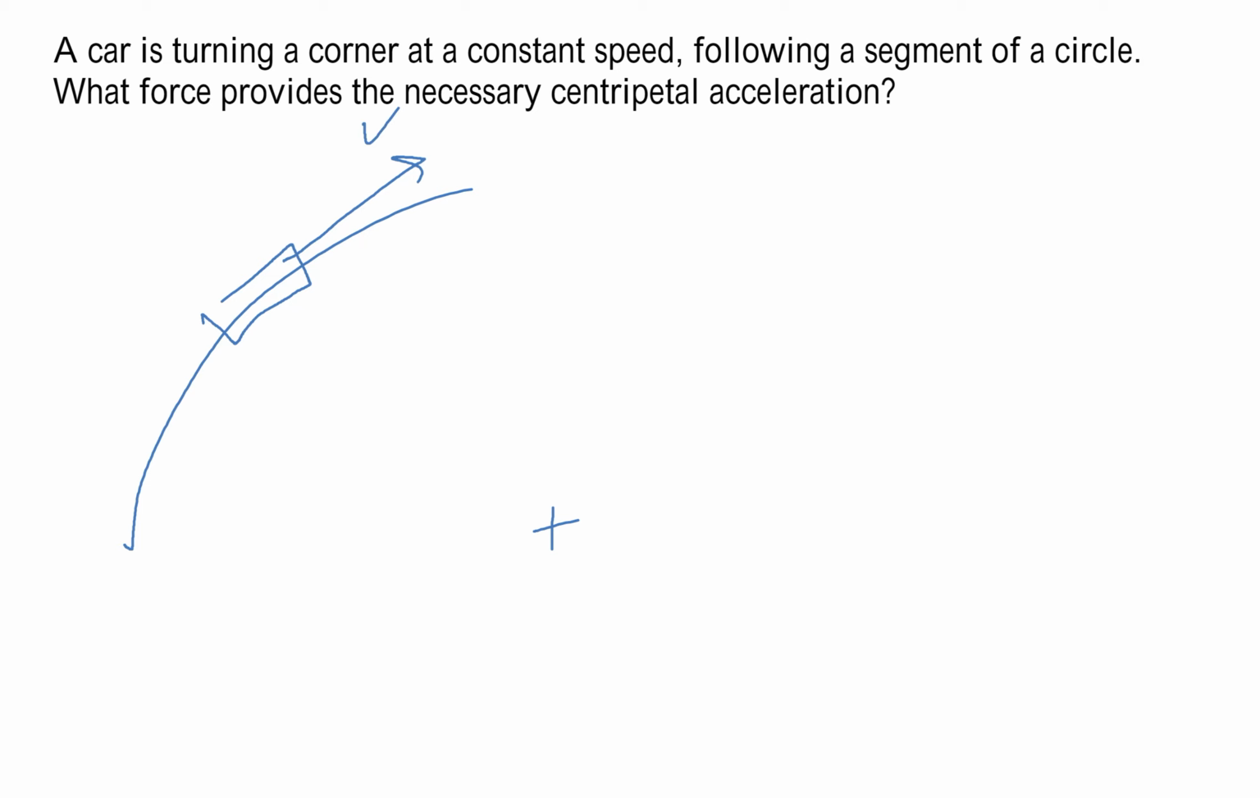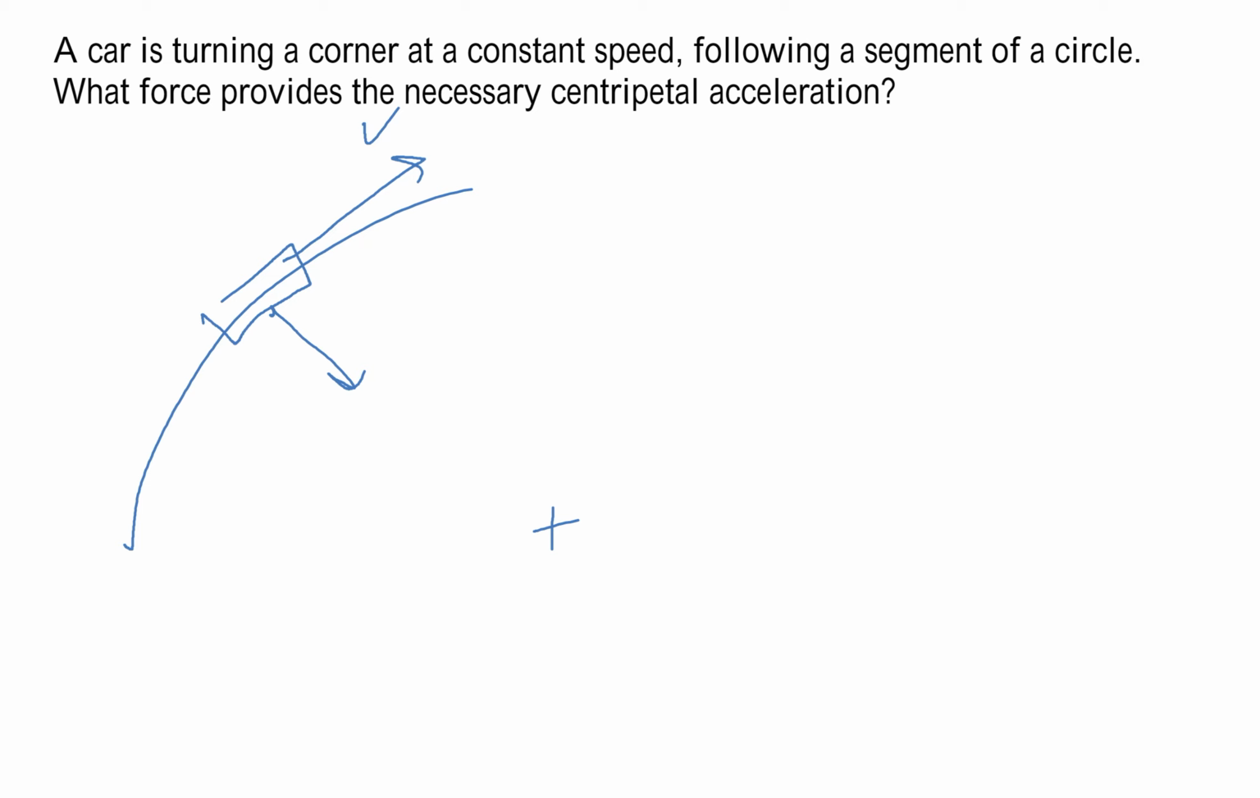Now, what force provides the necessary centripetal acceleration? So the centripetal acceleration would be pointed in, right? Now, there's going to be a force there that provides that centripetal acceleration. The question is, what force is that? It can't be a tension force because it's not connected to anything, right? The car is just driving around the curve. So what force is doing that? The correct answer is it's a static friction force. Friction from the tires on the road is what is allowing this car to make its way around the curve.